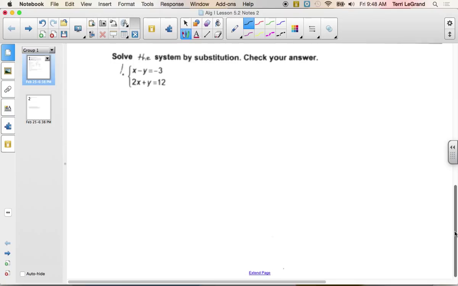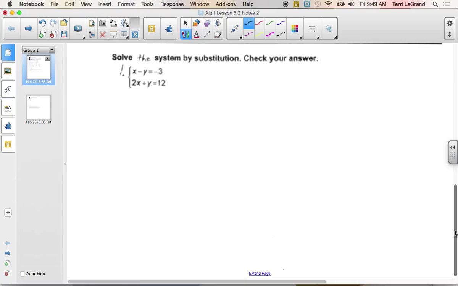Okay, so let's look at our first one we're going to do together. x minus y equals -3, 2x plus y equals 12. Anybody want to suggest one we should start with? Jacob? 2x plus y equals 12. You want to solve it for y. Okay? Anybody like that idea? It's okay either way. It looks like it would only be a 1-step process, right?